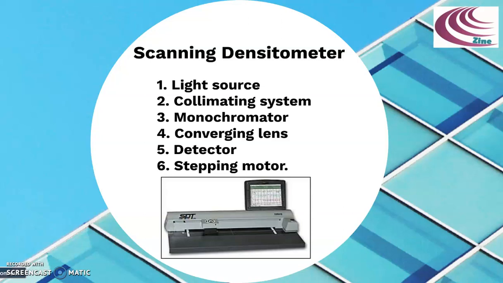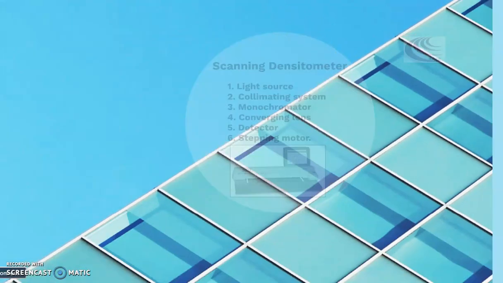Stepping motor. In HPTLC, compounds in the sample are separated at different positions on the plate. In order to bring each spot into the focus of the converged beam of radiation, an additional device called a stepping motor is used in densitometers. A stepping motor moves the plate under the focused light beam in order to scan the plate.